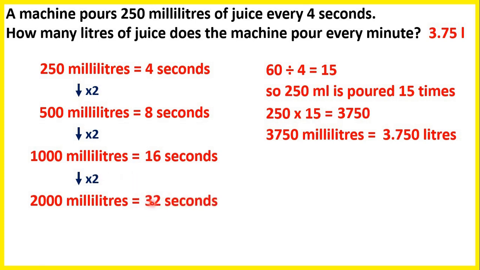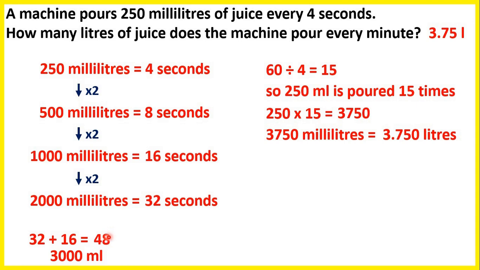Now, if we doubled again, that would give us 64 seconds. But that would be too many. Now, we could do that. We could get 64 seconds and then subtract 4 seconds, so subtract 250. Or we could work out that if we add 32 seconds and 16 seconds, that will give a total of 48 seconds, and 2000 plus 1000 is 3000.